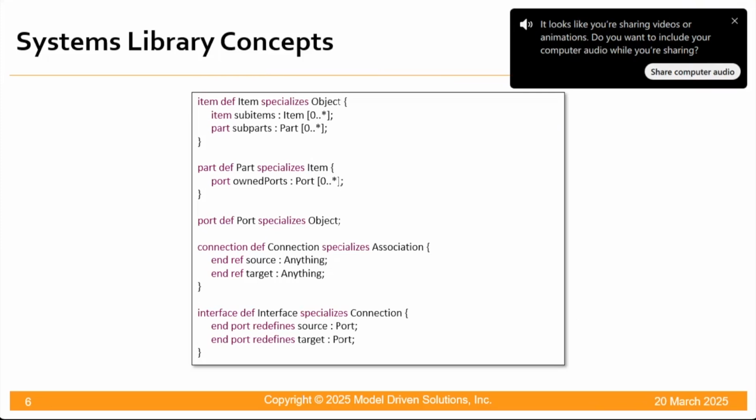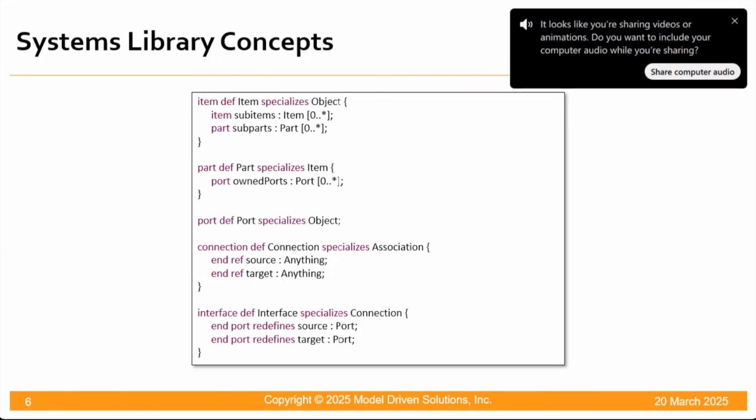This is a part that is just a generic part. What do we know about a generic part? Well, I've just simplified it here. But what this says is that a part can have its own ports. A port is another kind of concept here. And it turns out that a part is a kind of item. And an item can have sub-items and subparts.